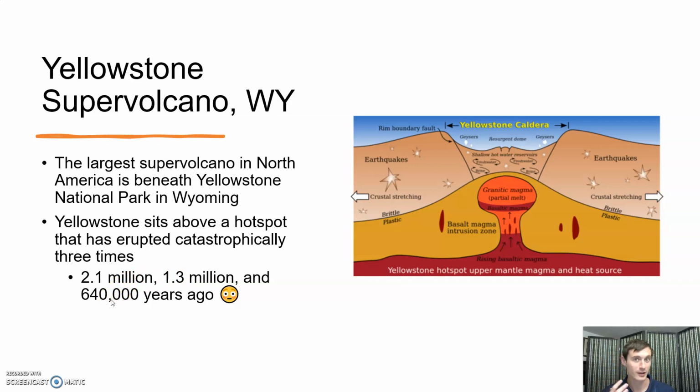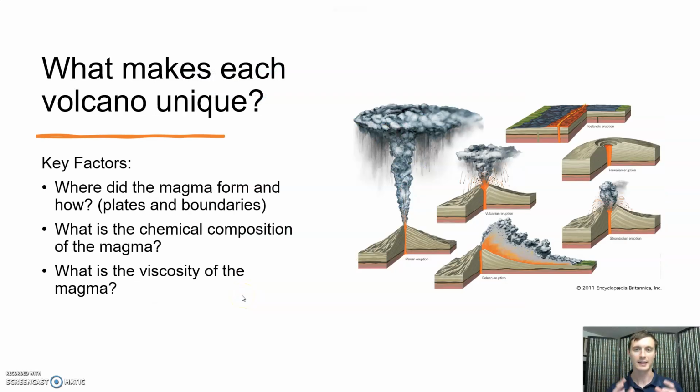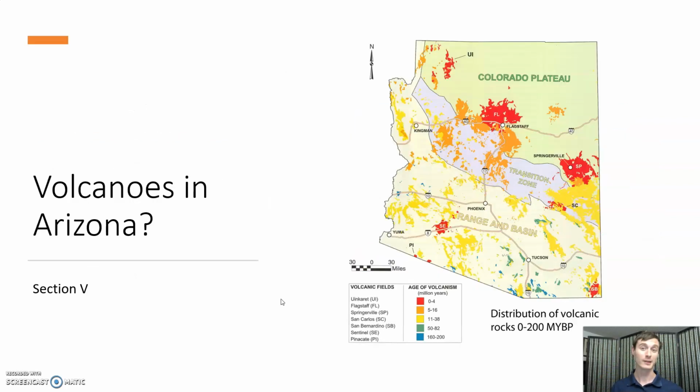So then, if I were to ask you why certain volcanoes are one type in one area and other volcanoes are a different type, you would tell me, well, it all depends on the plate boundary, it depends on the chemical composition of the magmas involved, and it all depends on the viscosity of the magma. These 3 key factors are what determine the type of volcano, the structure, and the type of eruptions that you get. For the final section, we ask the question, are there volcanoes in Arizona, and if so, what kind and how did they get here?